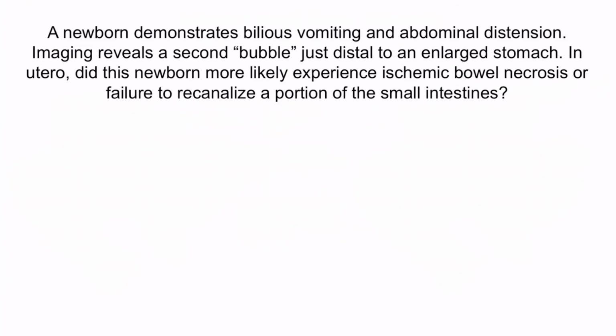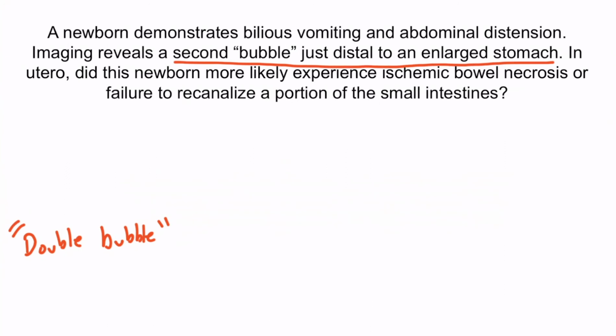So now that we've covered intestinal atresias, let's do a question to apply what you've learned. A newborn demonstrates bilious vomiting and abdominal distension. Imaging reveals a second bubble just distal to an enlarged stomach. In utero, did this newborn more likely experience ischemic bowel necrosis or failure to recanalize a portion of the small intestines? So hopefully from the question stem, you noticed the double bubble sign. There was a second bubble just distal to an enlarged stomach. This points to duodenal atresia.